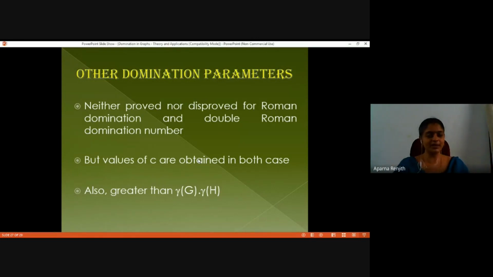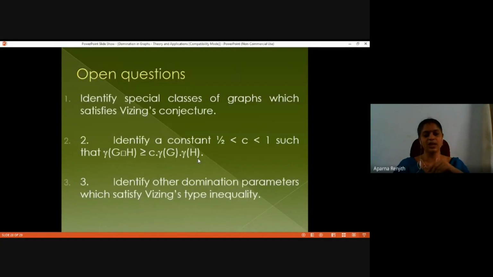So that part is still open, but for both these parameters, the Roman domination number and the double Roman domination number of the Cartesian product is greater than gamma G into gamma H. The product gamma G into gamma H. So here are some open questions.